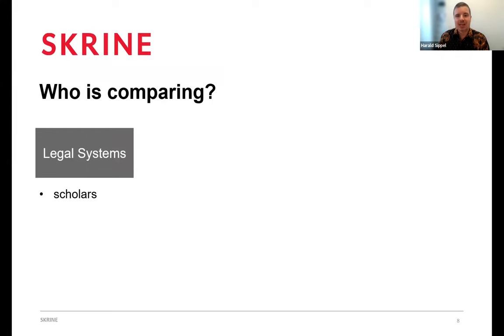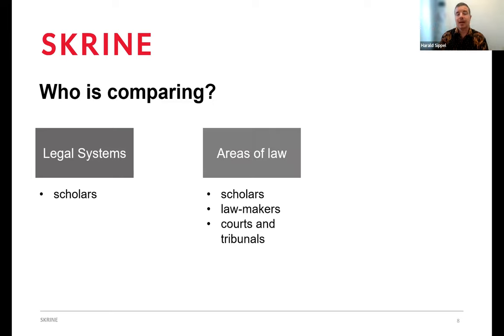We then have areas of law. Now, again, just to make sure we're on the same page, by areas of law, I meant, for instance, what is the objective of criminal law? Or what is company law like in country A versus country B? Here, we also have scholars, because again, scholars do everything. They are the only ones who can do everything. We have courts and tribunals and also lawmakers. And let me briefly explain what I mean by the latter two stakeholders.